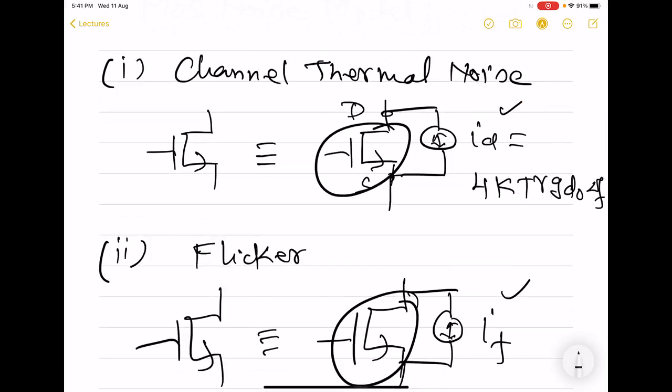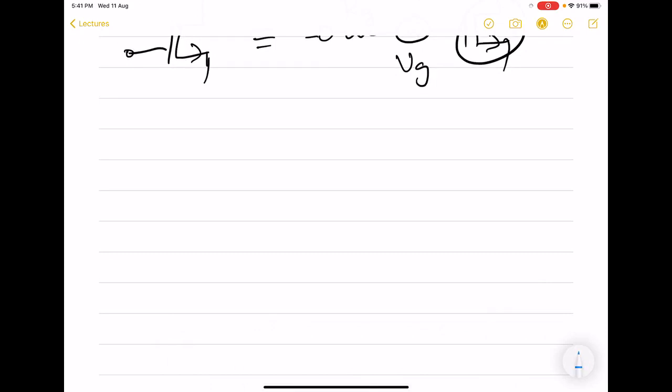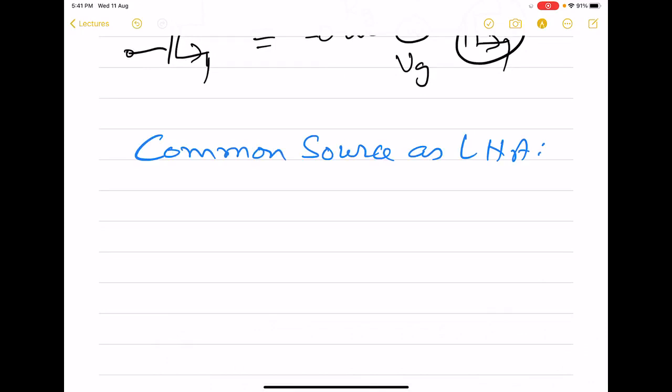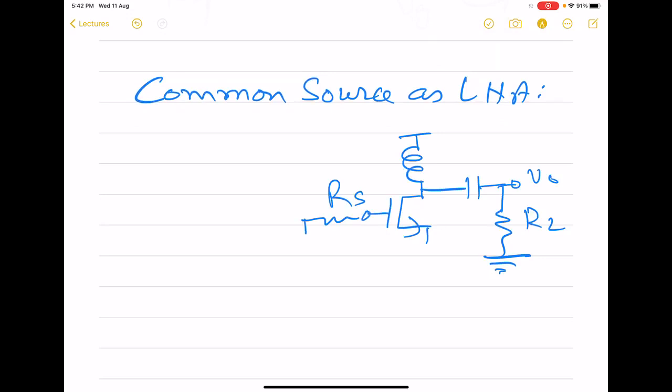So now what we can do, we can just take the common source amplifier and try to see that if we try to use it as a low noise amplifier, then what are the issues? So we have common source as LNA. So we are sort of proposing that let us use common source amplifier as LNA, and the common source is this circuit. So our VO is here, and we are connecting our signal directly to the gate. Source is grounded. So here we have a common source, and we are saying that this can be used as LNA.